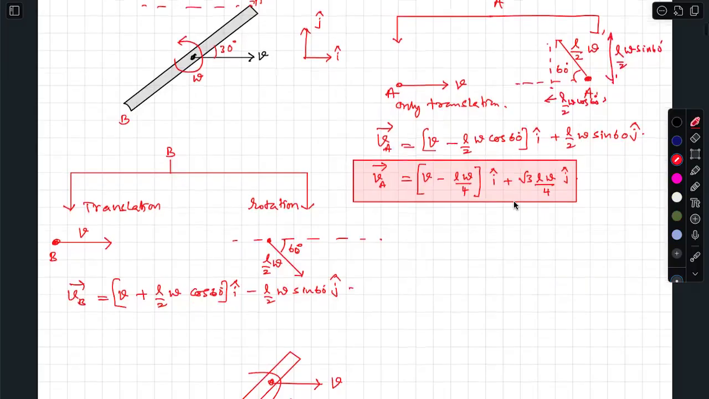Right. Now take up B. B will also have translational velocity V. See, this is V. Every point will have the same translational velocity V. But from the rotation point of view, with respect to the center of mass, B will have the L by 2 omega term, making an angle of 60 degrees in this direction. Accordingly, I have resolved. Are we clear?